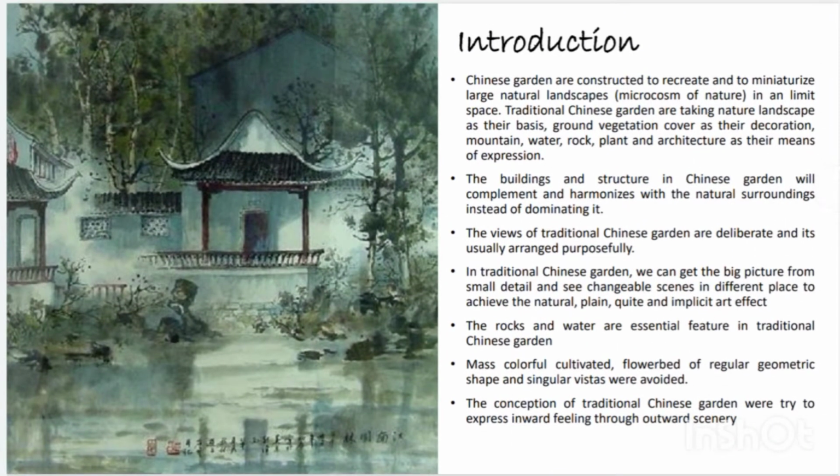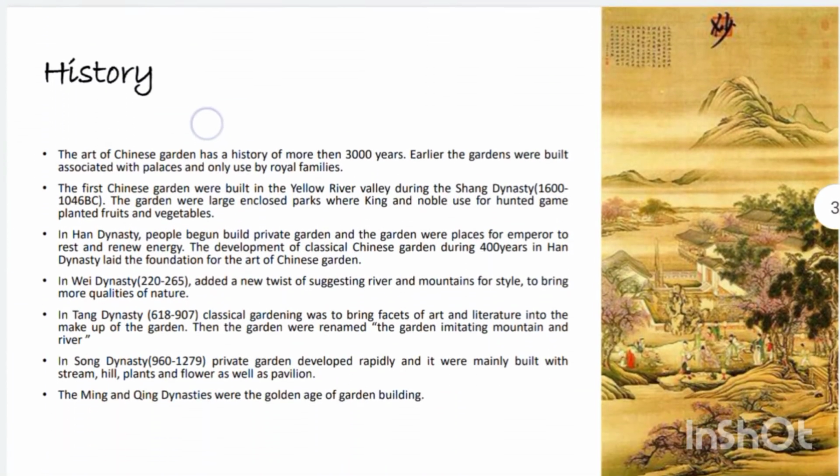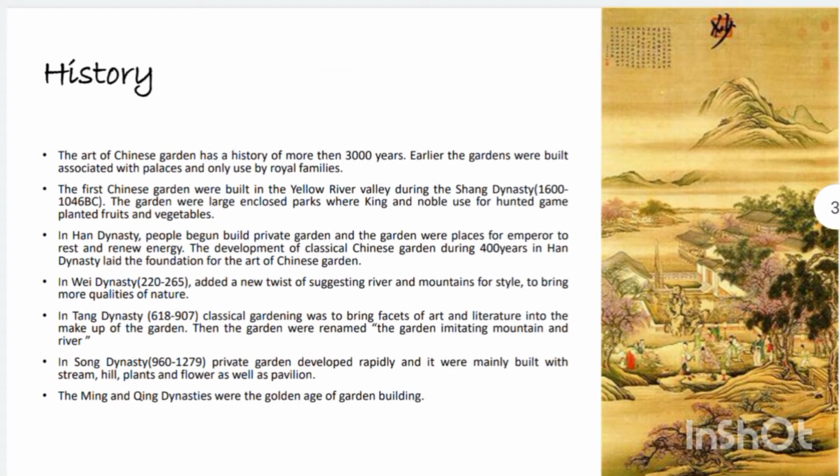Traditional Chinese gardens are constructed to recreate and miniaturize large natural landscapes in limited space. They always use rock, water, plants, and architecture to express inward feeling. The Chinese garden has a 5,000-year history and began during the Shang Dynasty. During that time, gardens were built only for the king and royal family.